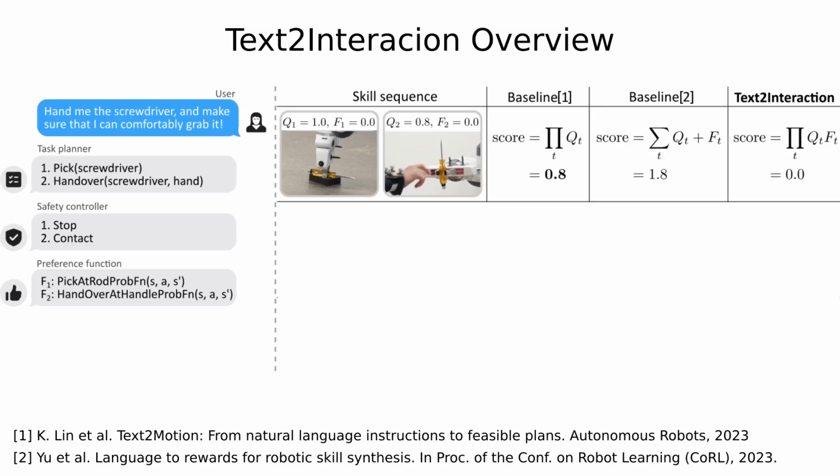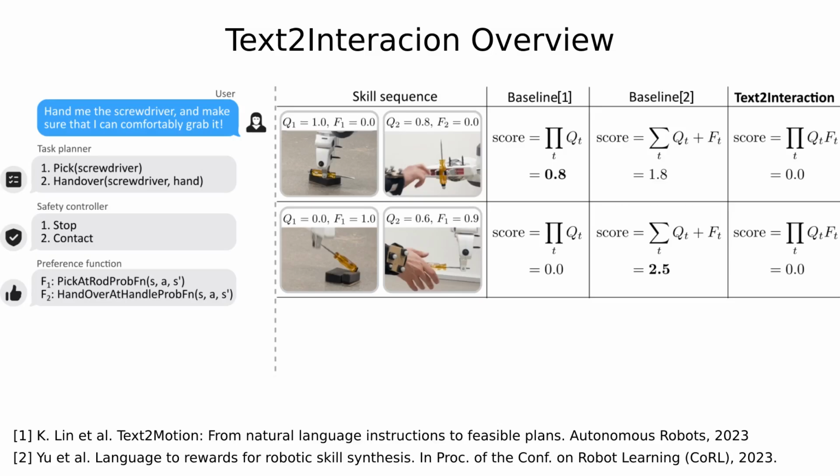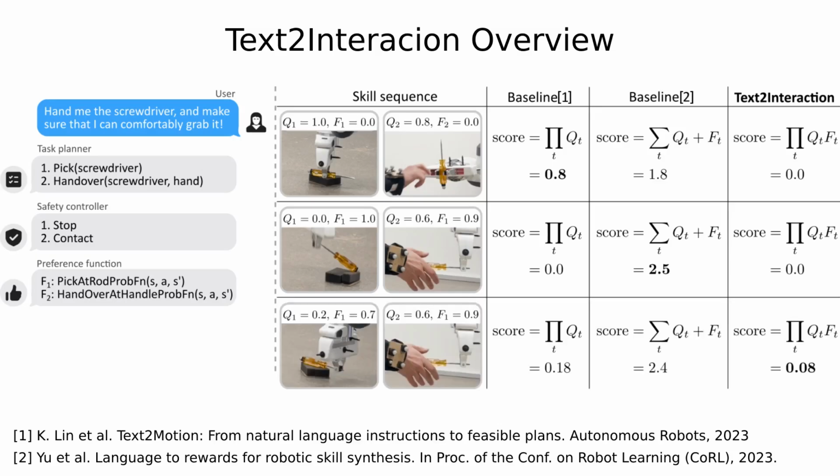Here, our first baseline would select the first action sequence because grasping the screwdriver by the handle maximizes the chance of succeeding. The second baseline might prefer the second action sequence, which maximizes user satisfaction but is unlikely to succeed. Only text-to-interaction would select the third sequence, which is both likely to succeed and satisfy the user requirements.